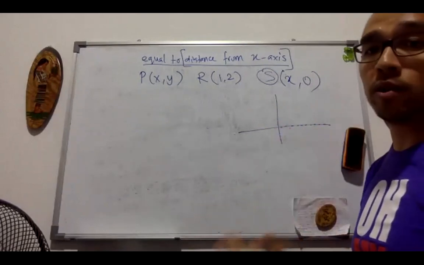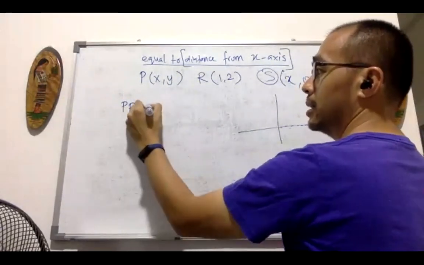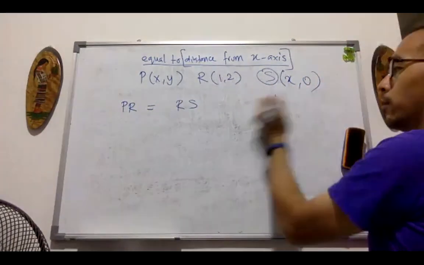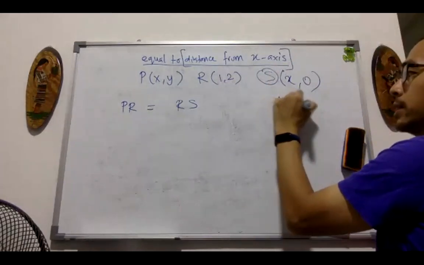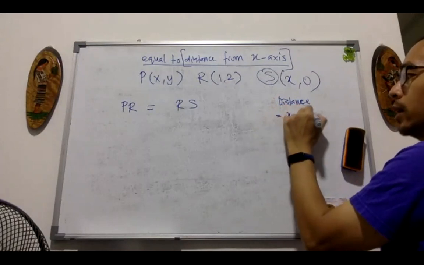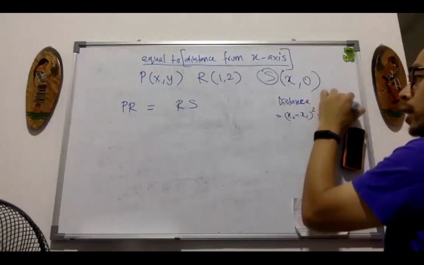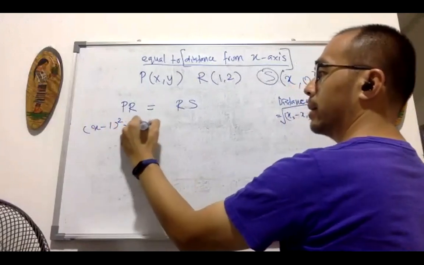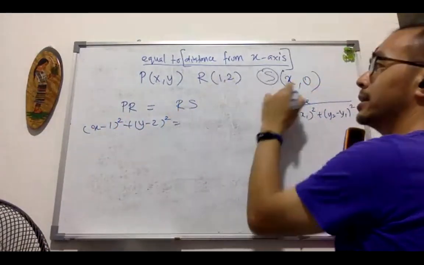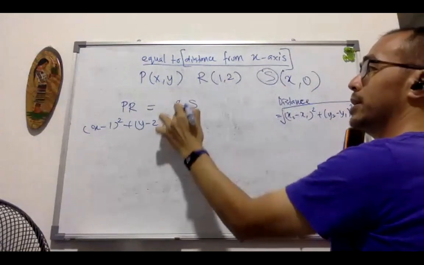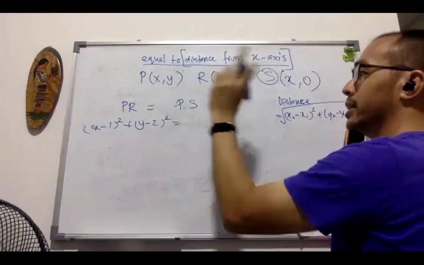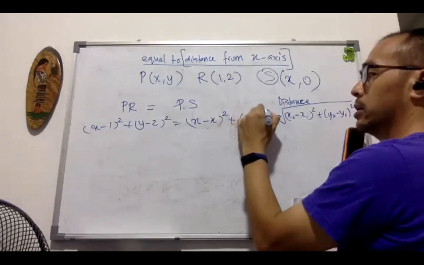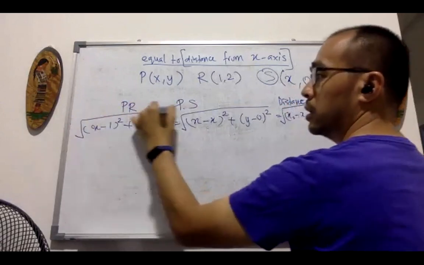So in that case, you can form the equation of the locus by saying that PR equals the distance from P to S. If I use the formula for the distance between two points, which is the square root of (x2 minus x1) squared plus (y2 minus y1) squared, then PR will be the square root of (x minus 1) squared plus (y minus 2) squared, equal to PS, the distance from P to the x-axis. So that is the square root of (x minus x) squared plus (y minus 0) squared.